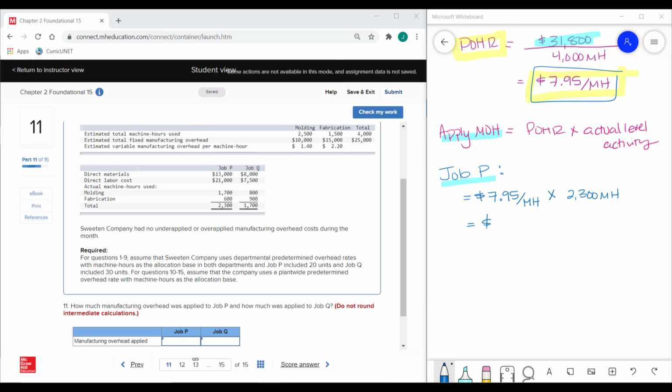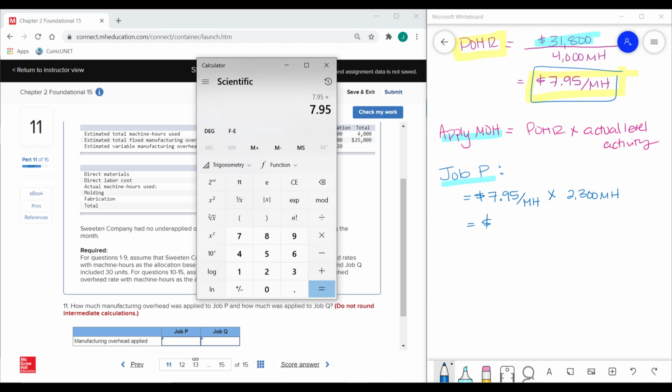So how much overhead should we apply to that job? We'll take $7.95 times 2,300. That gives us $18,285 of manufacturing overhead to apply to job P.